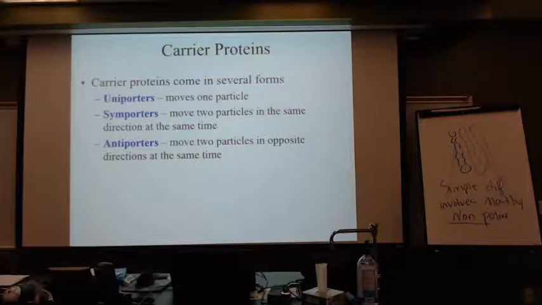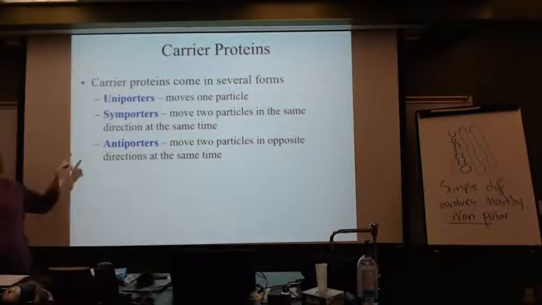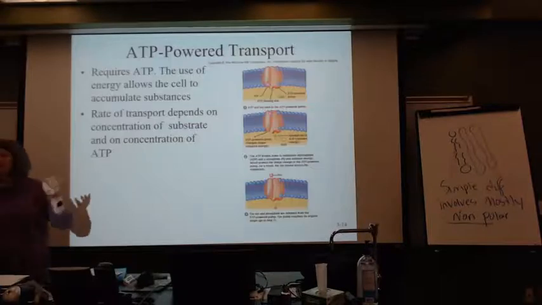So this is the ability to allow substances to move in and out of the cell, however, very closely controlled. We can move one, we can move two. If we have two, they can go in the same direction. Anti, they move against.